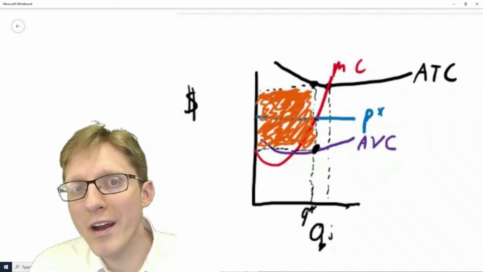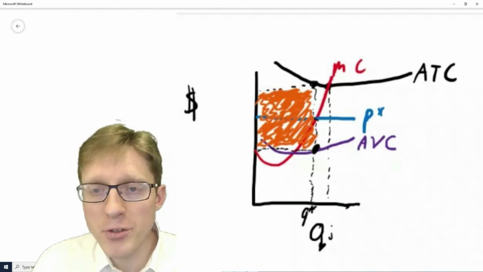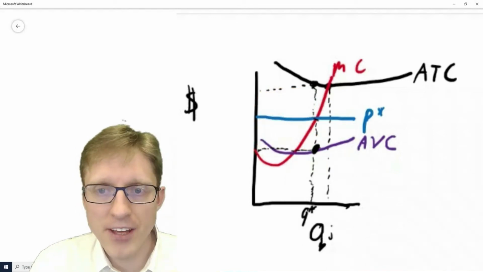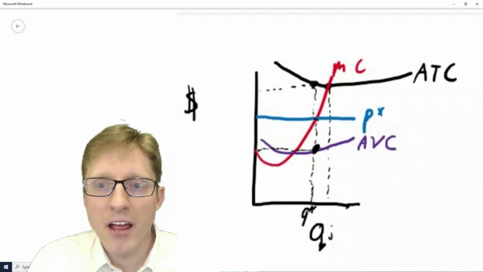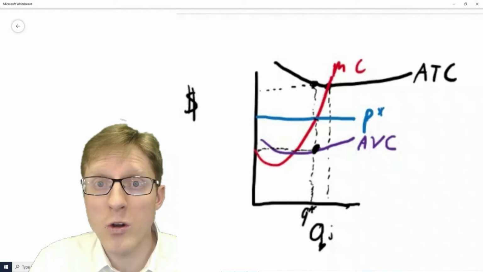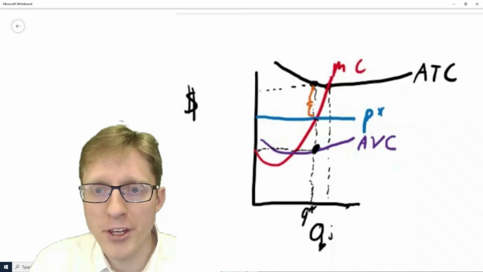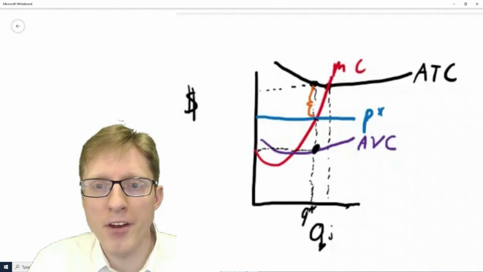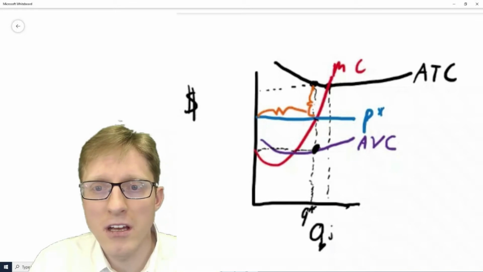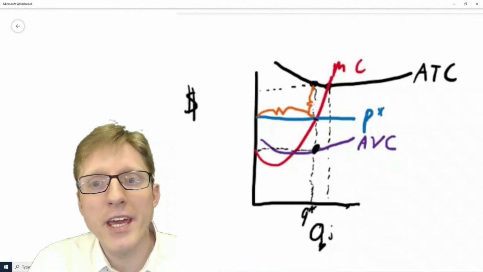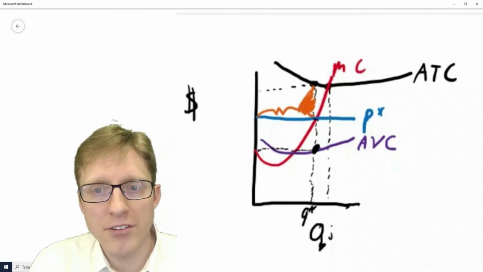Now let's look at what its losses are if they do decide to operate. If they decide to operate, then on each unit that they sell, they're losing the difference between the average total cost curve and price. So this is their loss per unit. If we multiply that by the number of units sold, then we get the total losses.